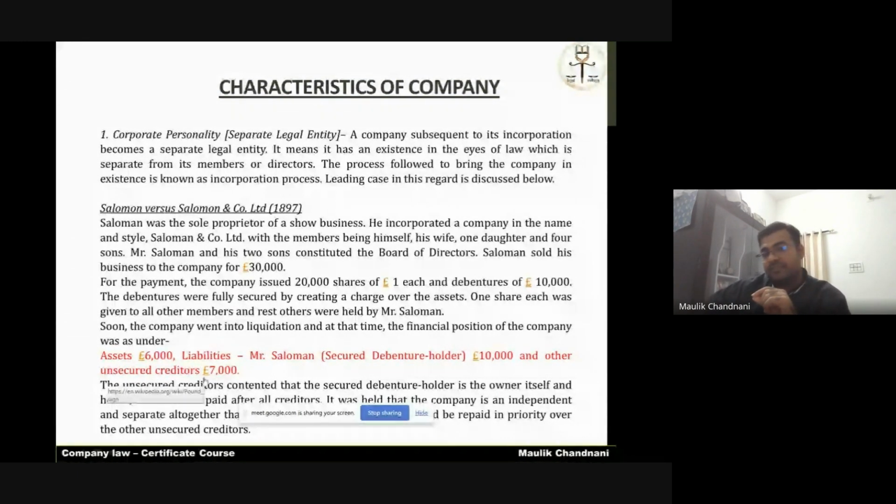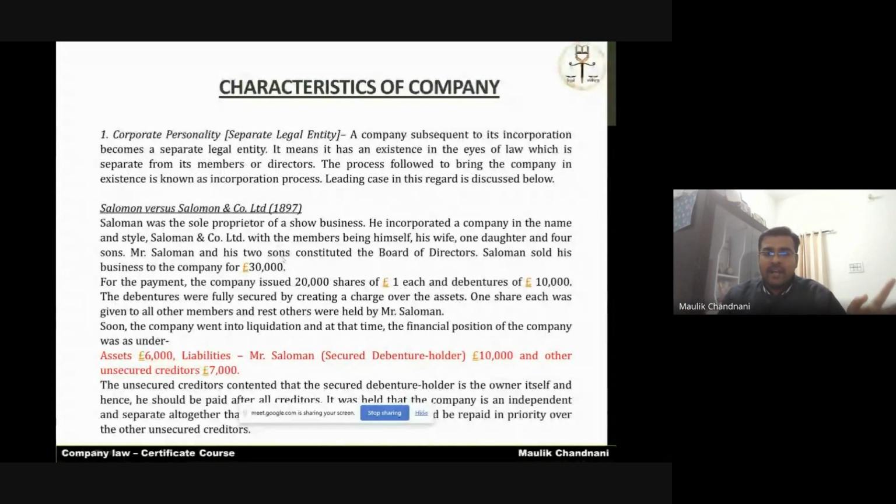But interestingly, the court denied the application of the creditors and said that Mr. Salomon, as a shareholder, is a separate person. Salomon and Company Limited is a separate legal entity, and the status of Mr. Salomon as a debenture holder is completely separate. Mr. Salomon as a shareholder is different. Mind my words. Mr. Salomon as a debenture holder is different in its legal capacity. And in the eyes of law, the company is altogether a separate person. Don't mix Salomon and Company Limited with Mr. Salomon. They have nothing in common.